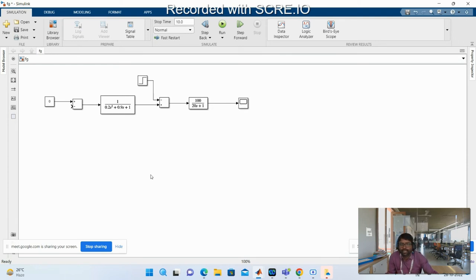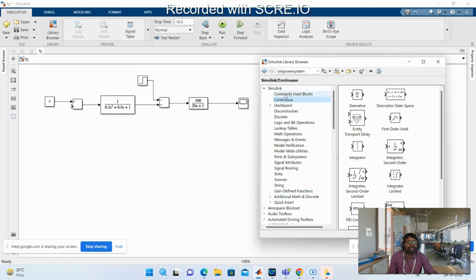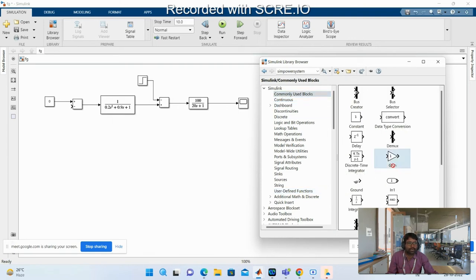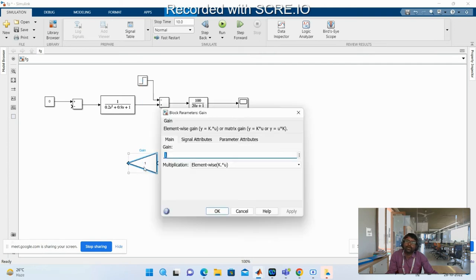Now tell me what else I have to add? Gain block. That's 1 by R. So you have to add the gain block. This is the gain block. Just rotate this gain block. And what is the value of the gain? 1 by 3. 1 by 3.